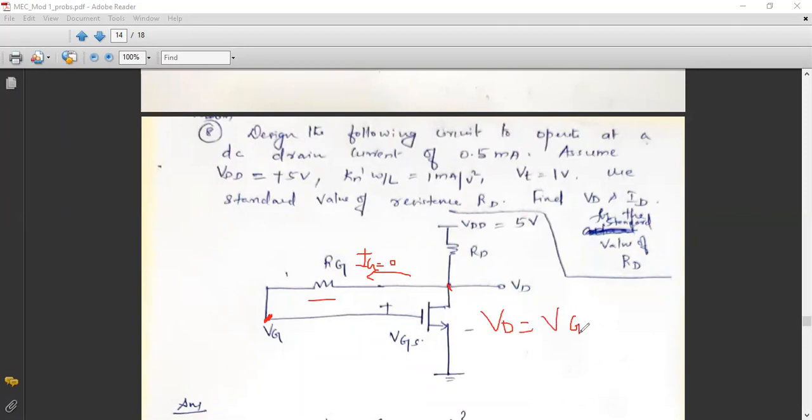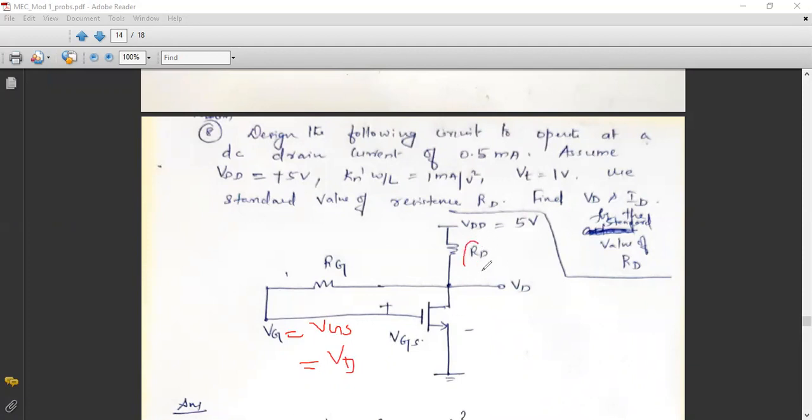How did you get VD equal to VG? Because as per our theory, in the drain to gate feedback resistance type of biasing, we are using an infinite resistance at this gate terminal, because of which the gate current will be zero. So the potential difference will be zero. So VD will be equal to VG. Again, VG is equal to VGS. How? Because source is directly grounded. So you can take VG as VGS itself. So VG is equal to VGS is equal to VD.